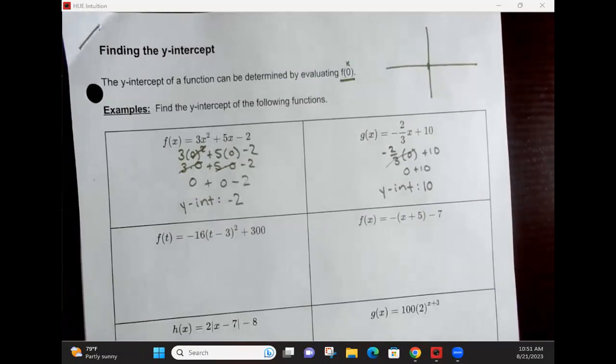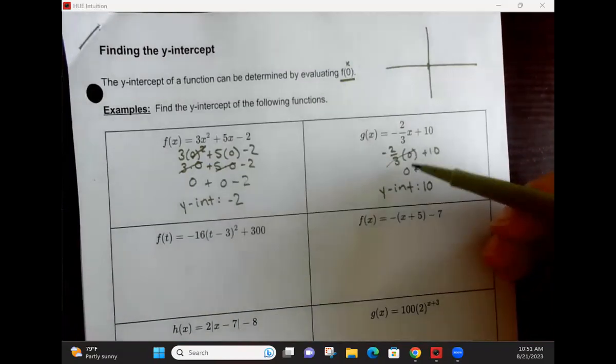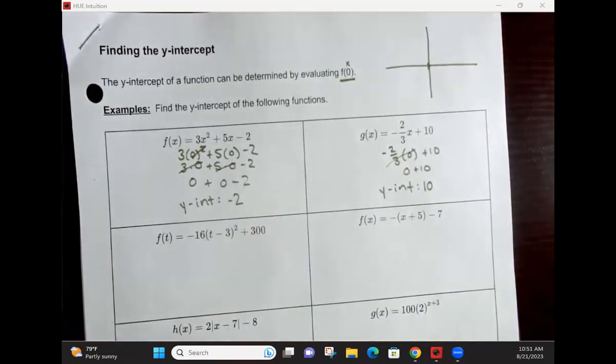If you don't remember those properties of the particular function, then you can plug in 0 for x to find your y-intercept. Okay, so that's what we're going to practice for today. Questions for me so far? So evaluating just like last week, just like last time, but this time only evaluating for 0.